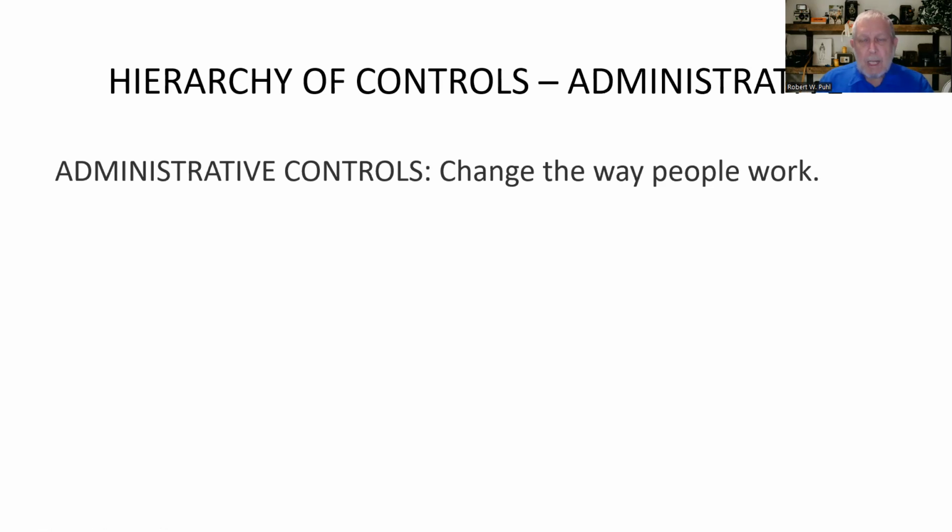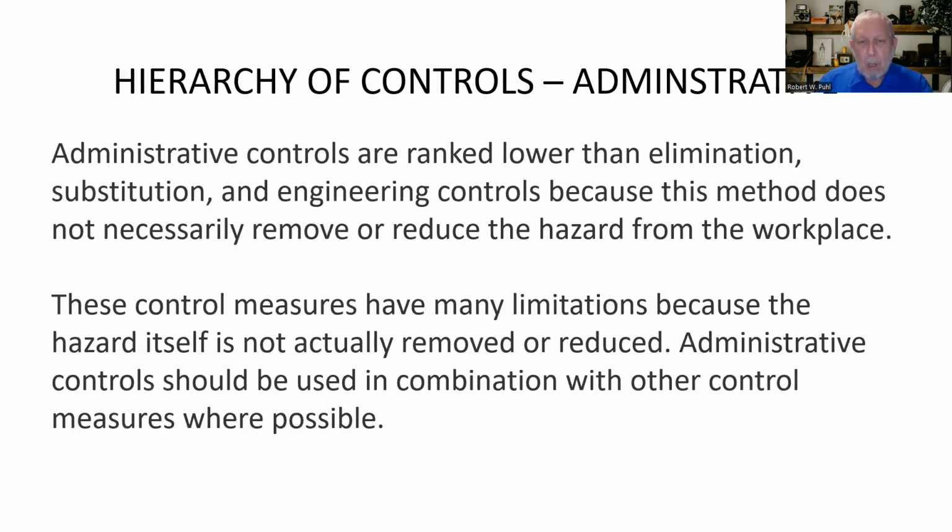Administrative controls change the way people work. Administrative controls are ranked lower than elimination, substitution, and engineering controls because this method does not necessarily remove or reduce the hazard from the workplace. These control measures have many limitations because the hazard itself is not actually removed or reduced. Administrative controls should be used in combination with other control measures where possible.